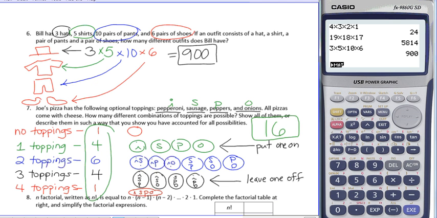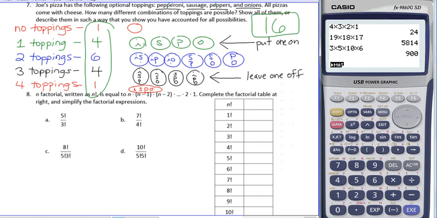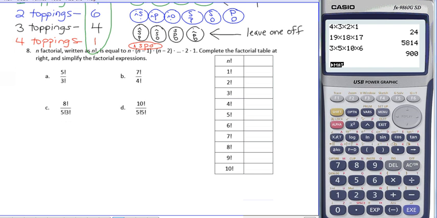All right, we're going to do some more examples of this, but before we do that, I want to go down to do number 8 here. In number 8, it talks about what are called factorials. N factorial, written as n with an exclamation point, is equal to n times n minus 1 times n minus 2, and so on down until we get to 1. Complete the factorial at the right, and then simplify the factorial expressions.